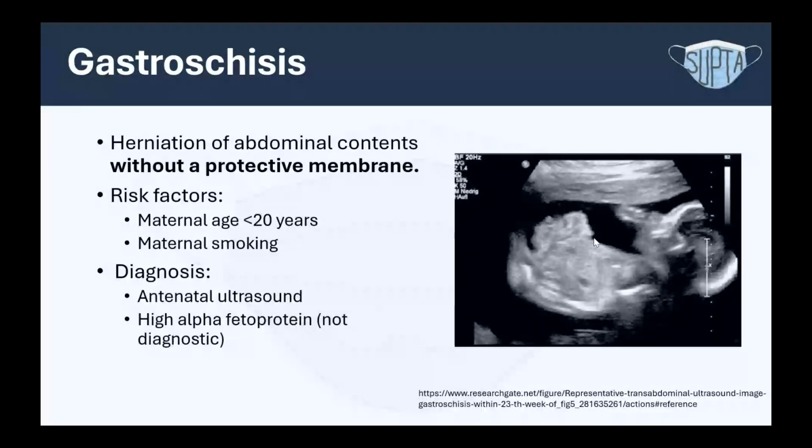The second way you could suspect gastroschisis or not is high alpha-fetoprotein. The same thing with an omphalocele. And again, this is because the fetal tissue is exposed, so that's going to start leaking alpha-fetoprotein into the amniotic fluid.